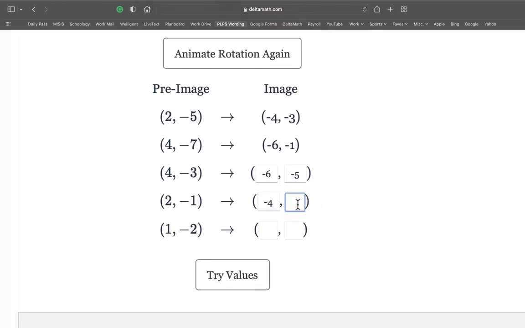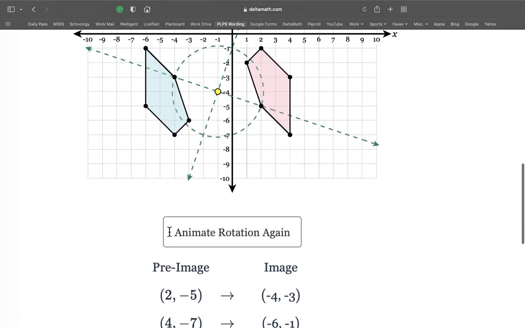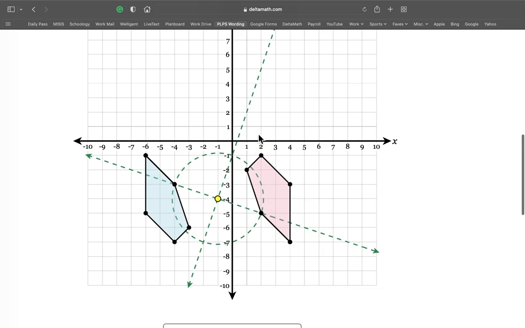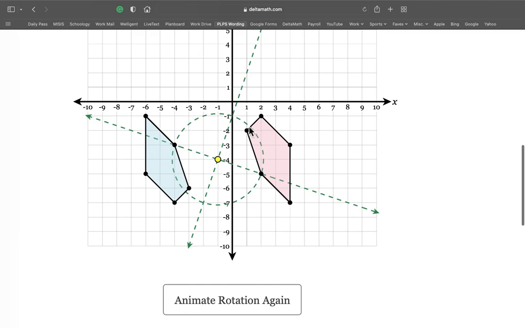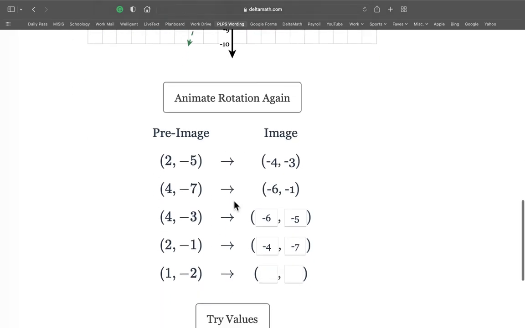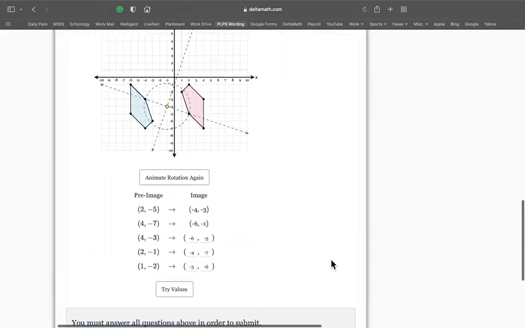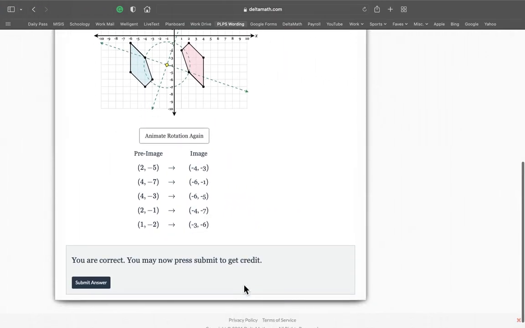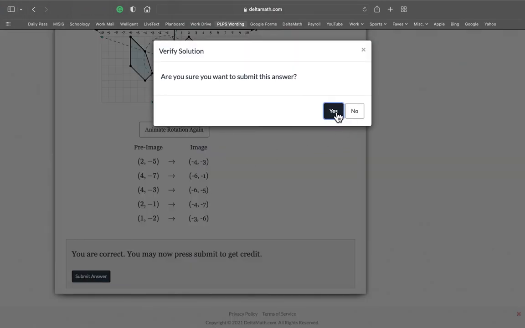Finally, 1, negative 2: 1 on the x, negative 2 on the y. Let's keep an eye on this one right here. Where does it go? Right there. Negative 3 on the x, negative 6 on the y. Negative 3 and negative 6. Let's try those values out. And we are correct. We can submit.